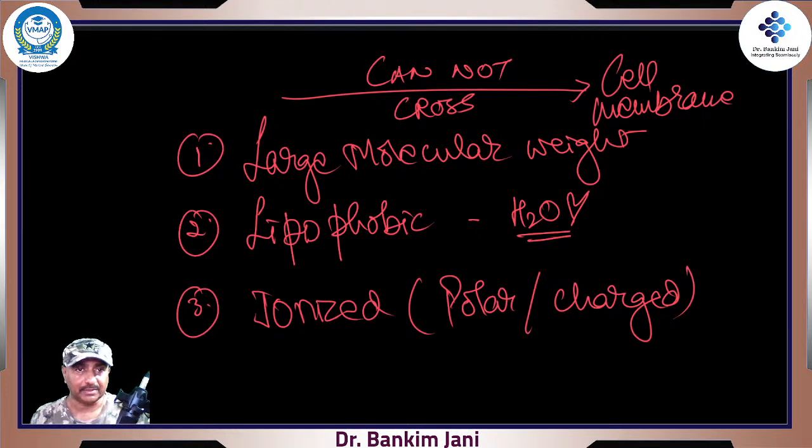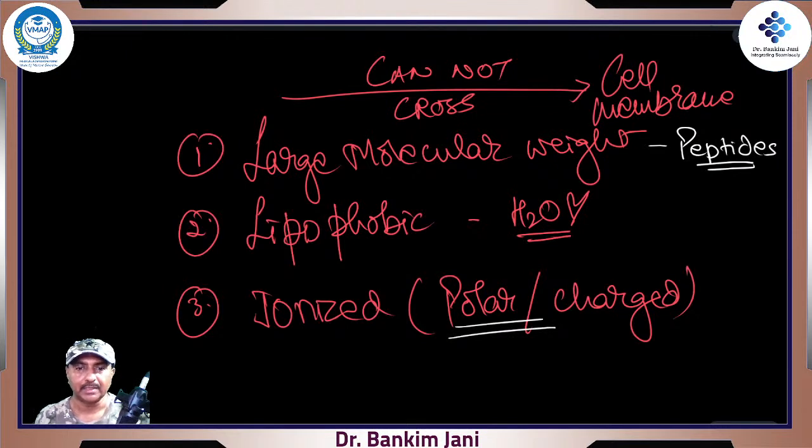One of the very interesting large molecular weights. See, all these are like peptides. Peptides are large molecules, so they will not be able to pass through that easily. So there has to be a special arrangement for them. Those who are polar means those who are charged. The best example is catecholamines.